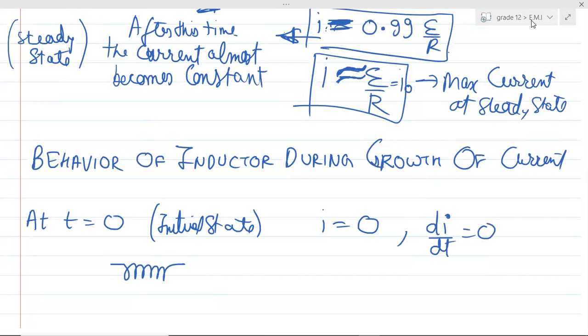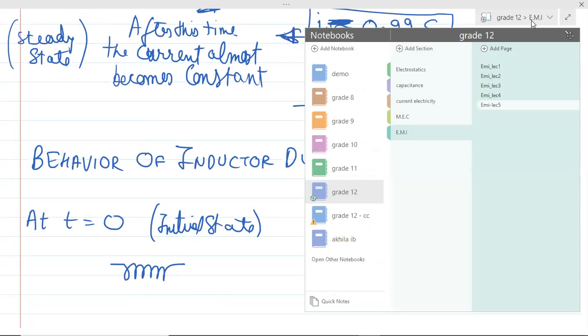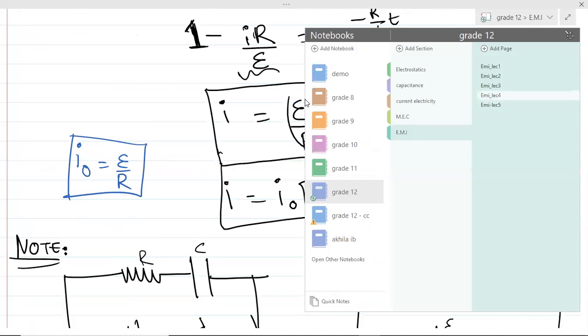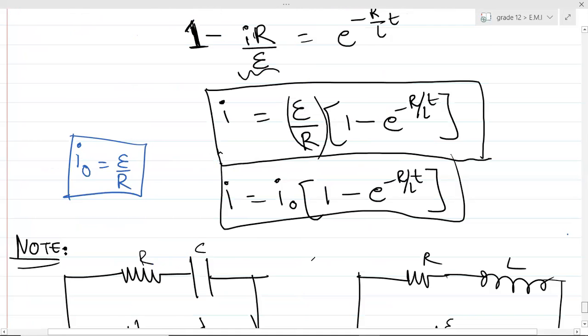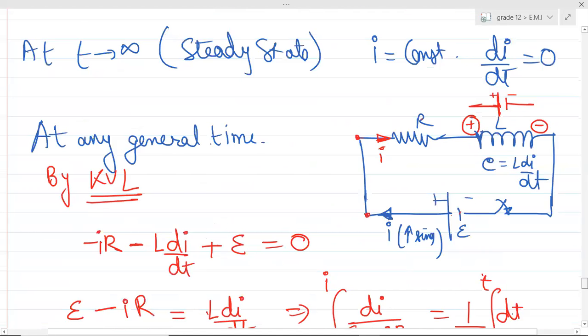मेरे को याद है थोड़ा सा. Admit. Hmm. Can you see over here?